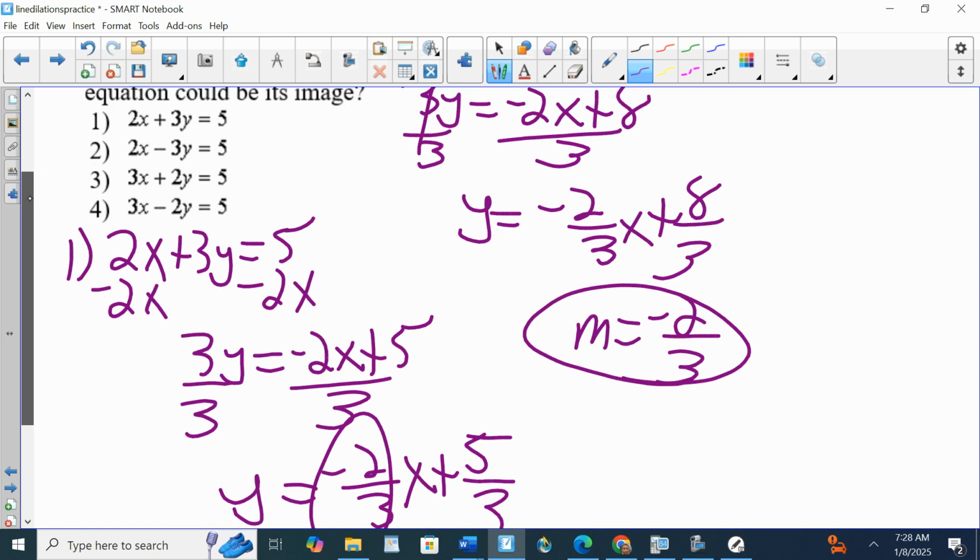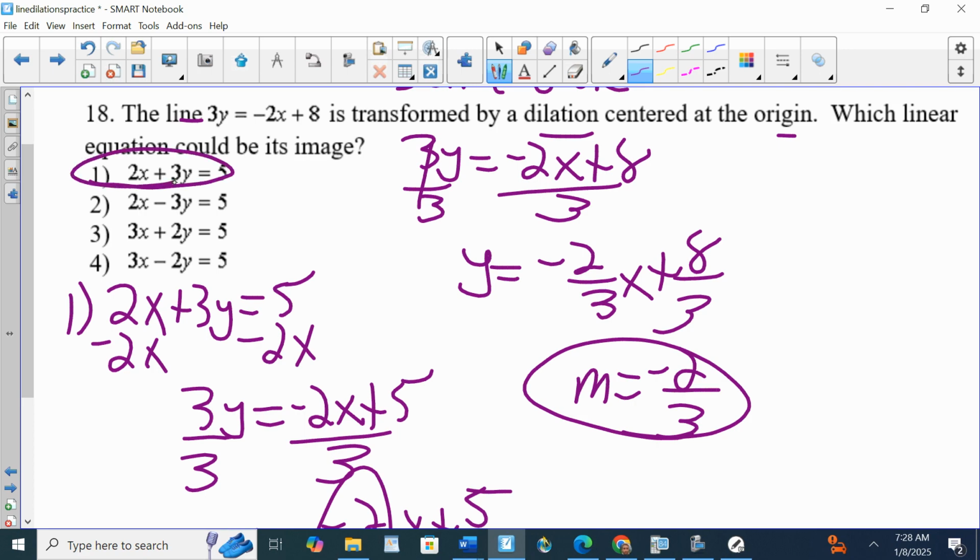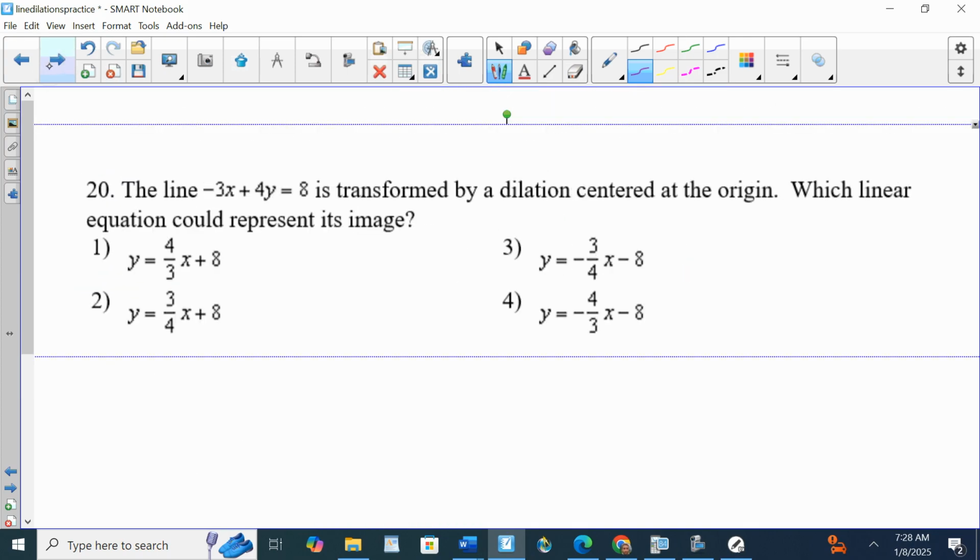So if a line is being dilated, I know that the slope must be the same. It doesn't give me any specific information about the scale factor or the center. All I know is the slope must be the same. So you're just basically doing a parallel question, finding which one has the same slope.